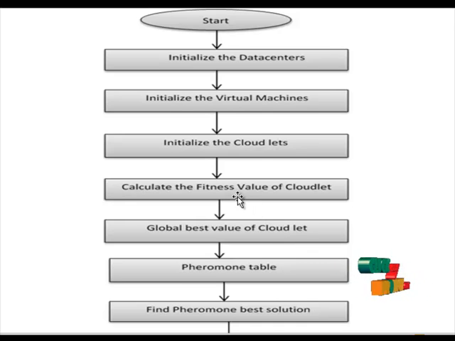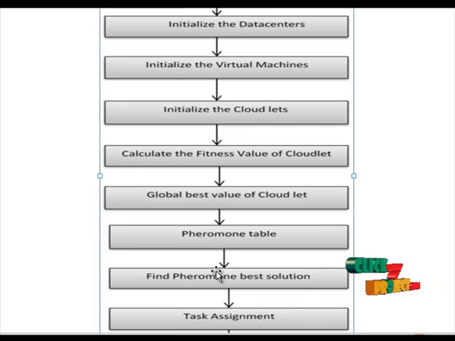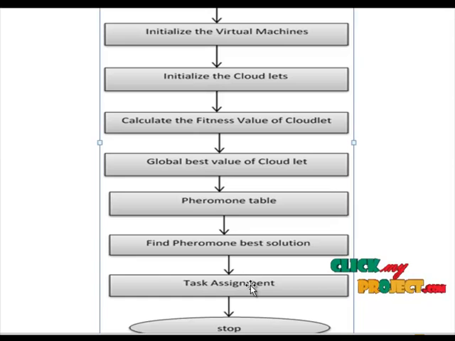After getting the cloud parameters, we calculate the fitness value of the cloudlet, and then apply the global best value of the cloudlet. Then we find the pheromone best. We construct the pheromone table, in which we calculate the weight of each cloudlet. Then we find the pheromone best solution. Finally, we assign the tasks based on the weight value.